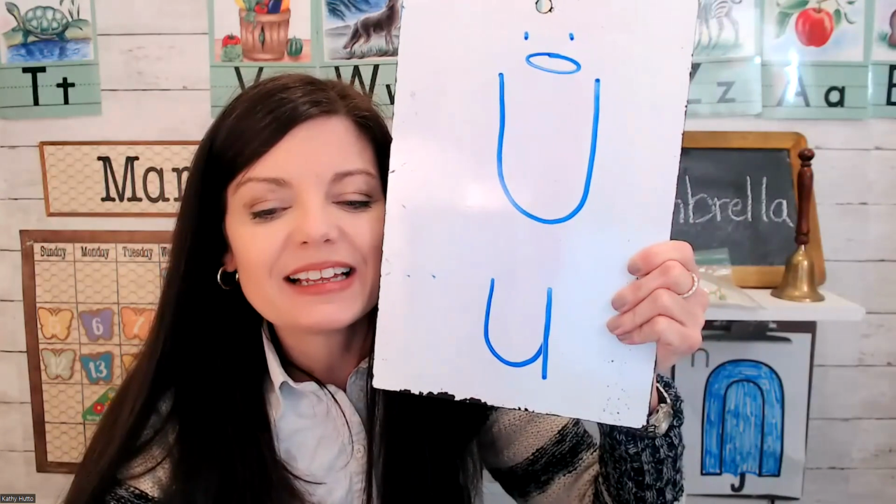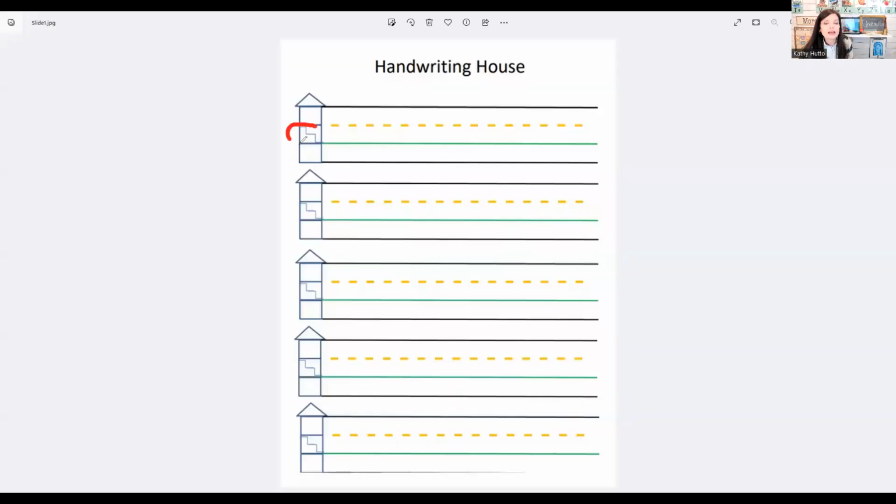Let's practice making a little U. And if you're using handwriting paper, you need to find the stairs because the little letters belong downstairs. Down and curve around and up and down. Do you want to try to make a little U? Down and curve around and up and down. That's how you write little U.